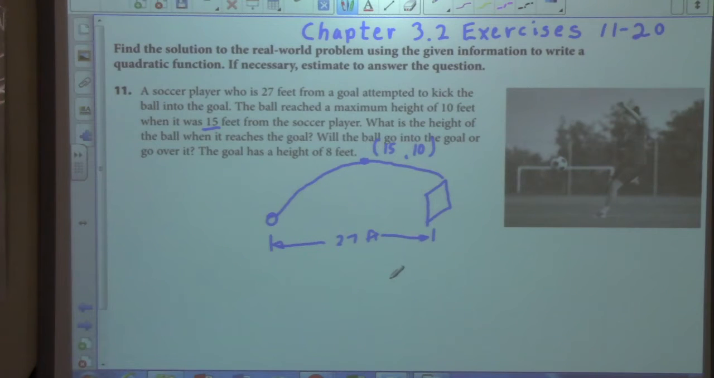Now, how would we orient a coordinate plane around this to be able to work this problem out? How would you do it? By the way, there's not just one way to do it either. What would your suggestion be? Any ideas?